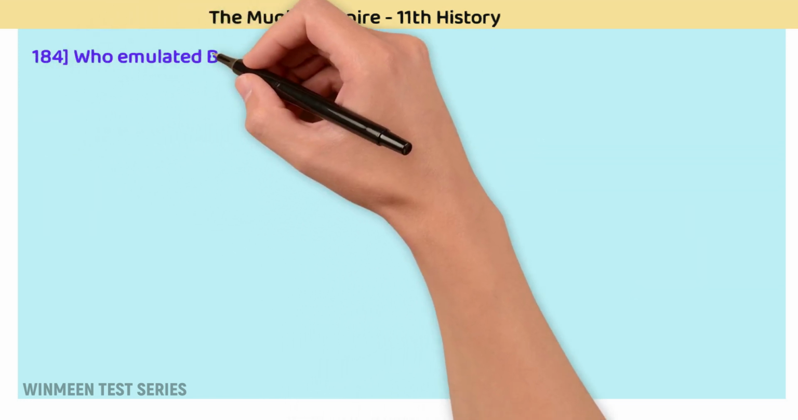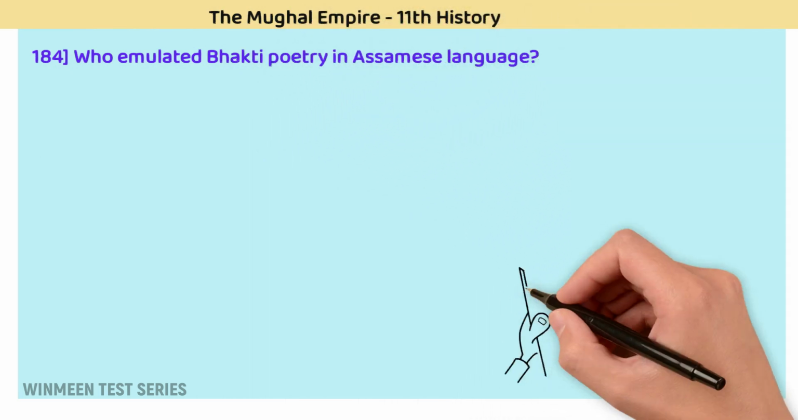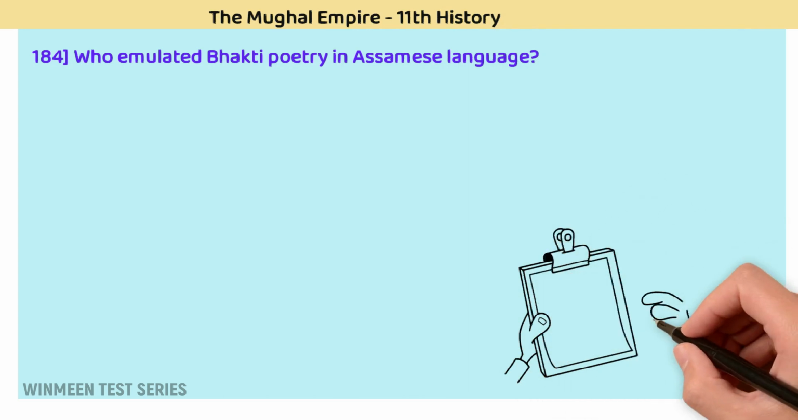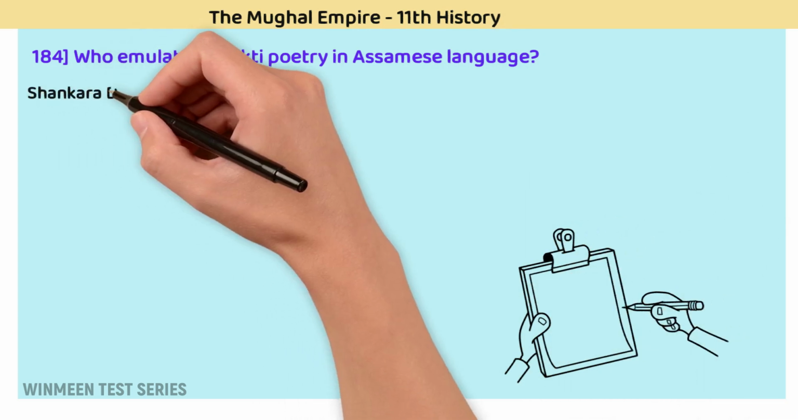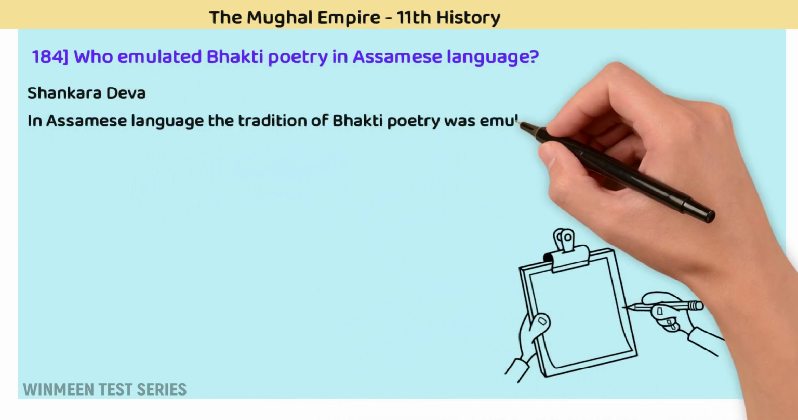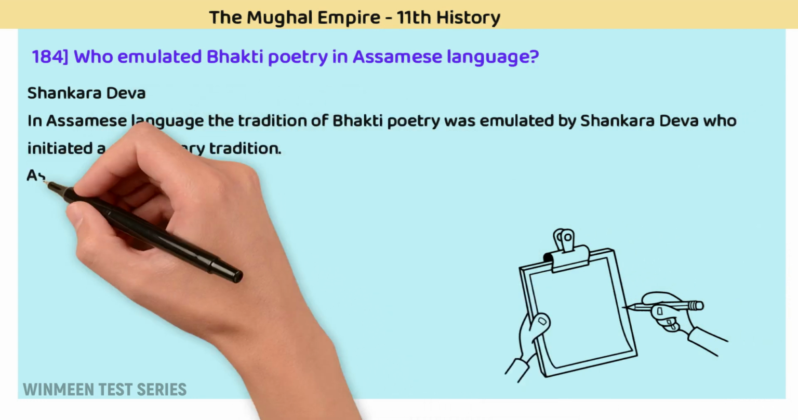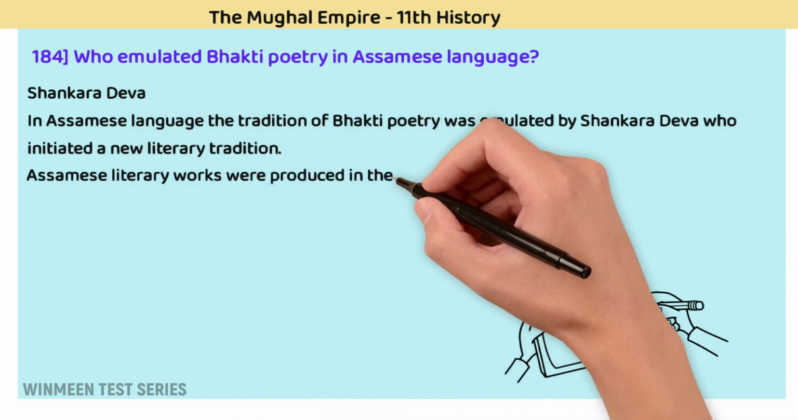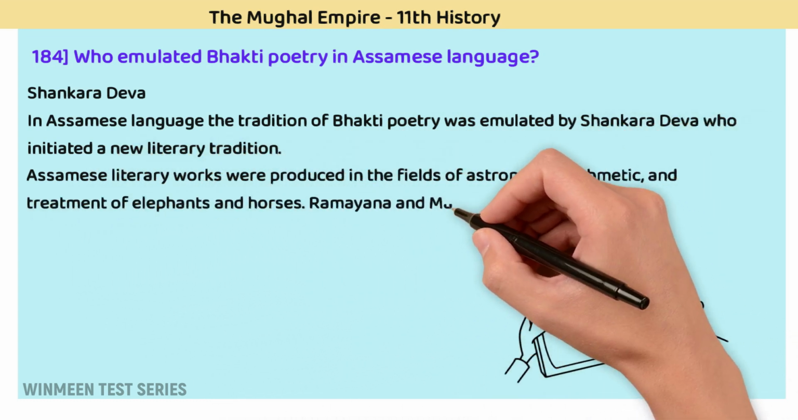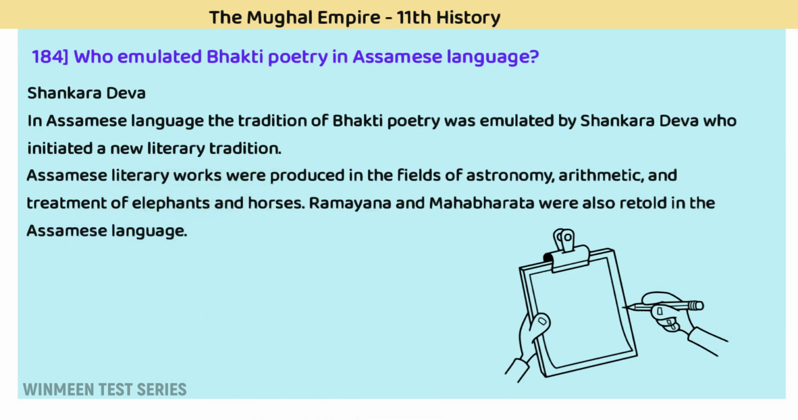Question number 184. Who emulated Bhakti poetry in the Assamese language? The answer is Shankara Deva. In the Assamese language, the tradition of Bhakti poetry was emulated by Shankara Deva, who initiated a new literary tradition. Assamese literary works were produced in the fields of astronomy, arithmetic, and treatments of elephants and horses. Ramayana and Mahabharata were also retold in the Assamese language.